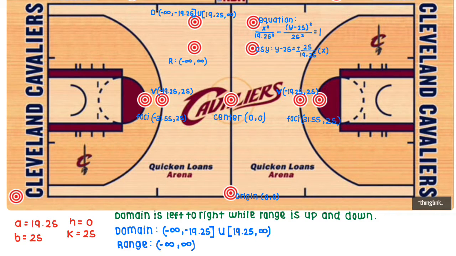When finding domain and range, remember that domain is left to right and range is up and down. In this case, your domain will be (negative infinity, negative 19.25] union [19.25, infinity). You get this by going from negative infinity to your vertex, then your other vertex to infinity. In this case, your range will be negative infinity to infinity, as there are no restrictions.